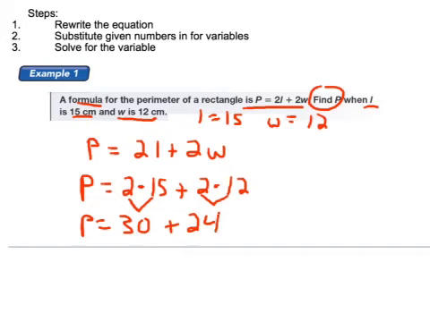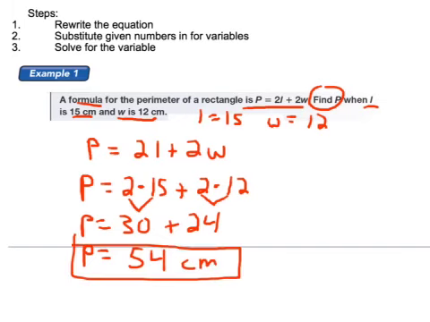Now that I've got all my multiplying done, now I can add those up, and 30 plus 24 is 54. Now we got to make sure we answer the question. Okay, it says find P. Well, we got P equals 54, but we had labels up here, centimeters, so I need to make sure I put centimeters. So the perimeter of that rectangle is 54 centimeters.